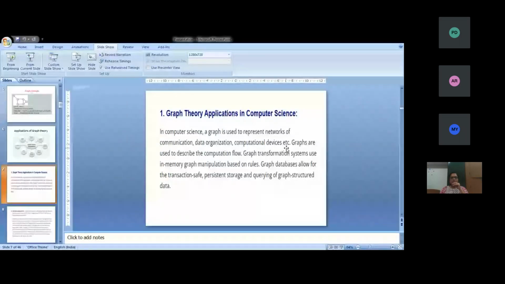Graph theory applications in computer science: we use it mainly on networks. For connecting data and reaching people, we use networks. That covers communications, data organization and computation devices. In that we use graphs, and for computation flow we use graphs for binding some rules. And in databases also we use graph theory.